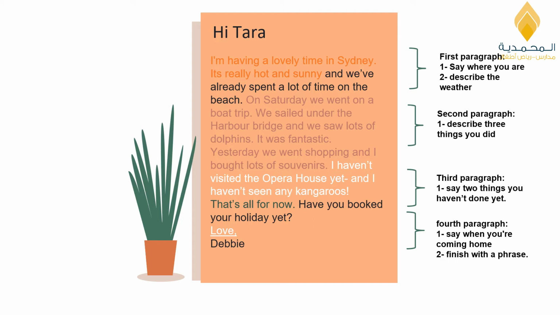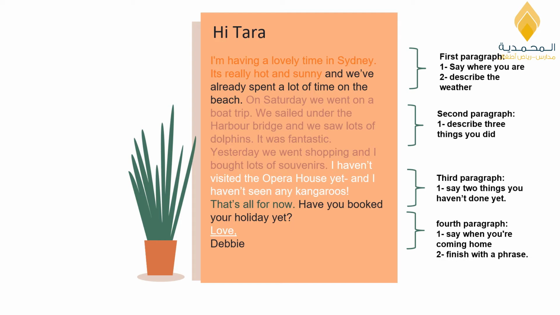So this is an email written by Debbie and sent to Tara. In the first paragraph, Debbie is saying where she is. She is in Sydney, and she described the weather, which is hot and sunny. In the second paragraph, she is describing 3 things she did. She sailed under Harbour Bridge, she saw lots of dolphins, and she went shopping.